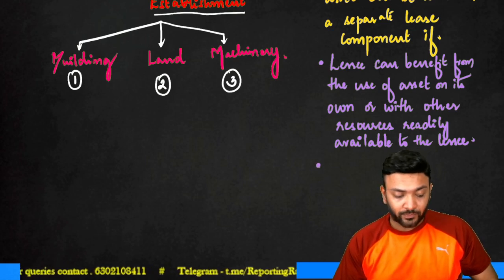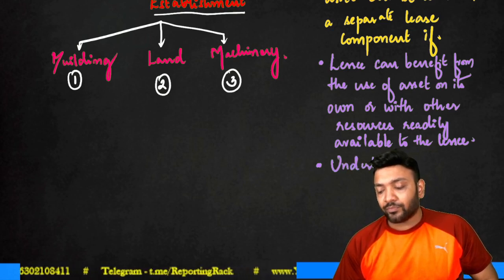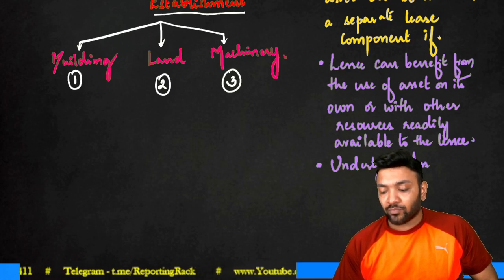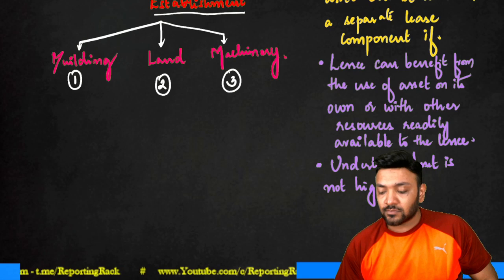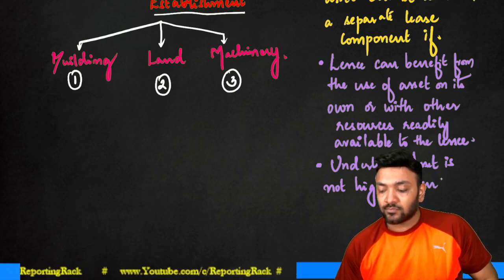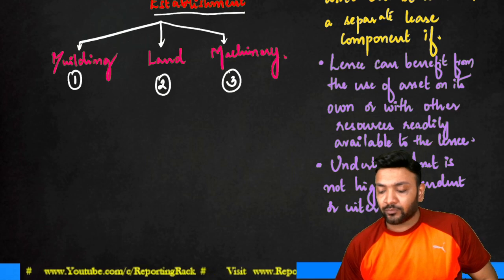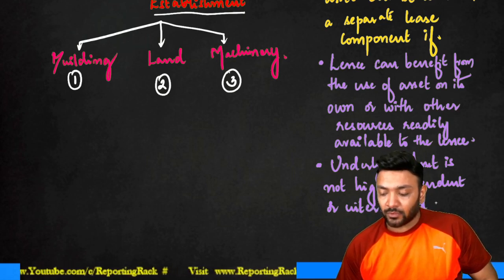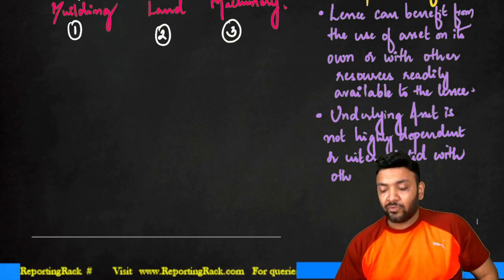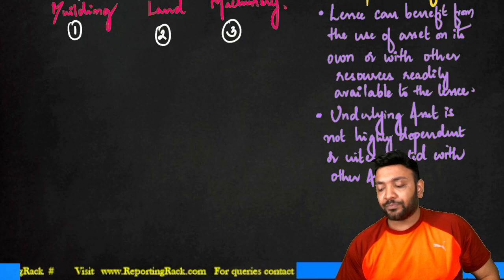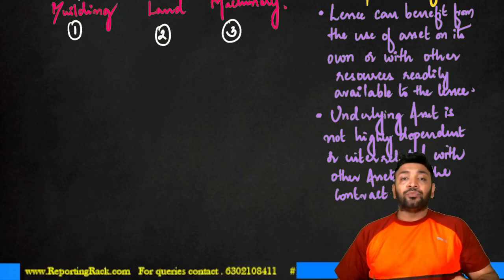Condition number 2. Underlying asset is not highly dependent or interrelated with other assets in the contract. These are the two conditions.